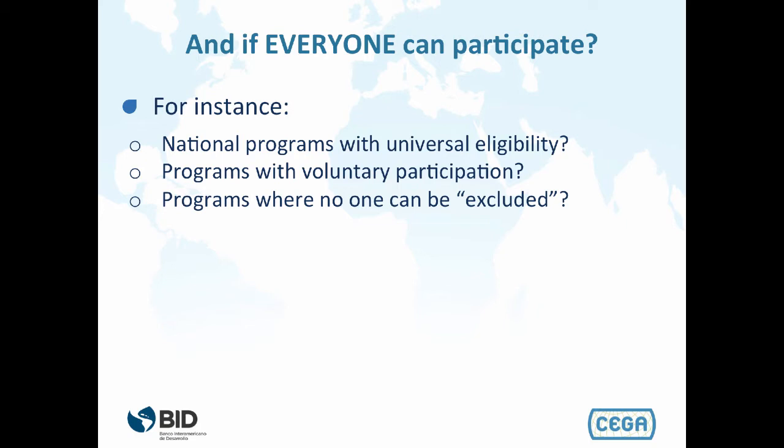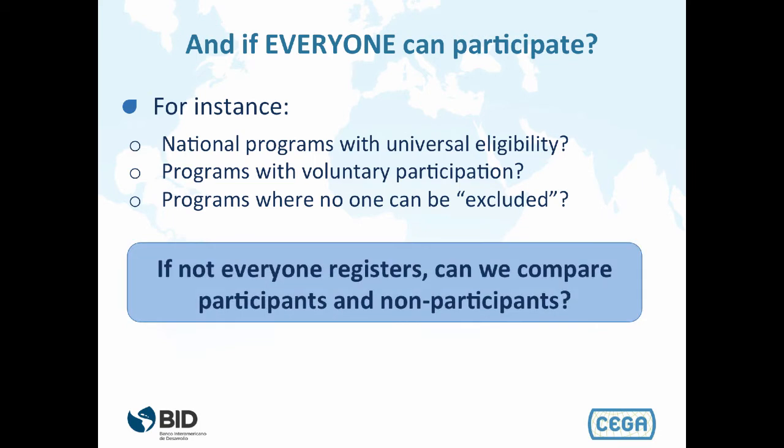We have programs with voluntary participation. We offer you the opportunity to participate in a job training program, but we can't compel you. And then there are programs where no one can be excluded. All of these create situations where an assignment to treatment doesn't mean that you actually always take up the program. An assignment to control or comparison can't exclude you or prevent you from taking up the program. So if not everybody registers, and some controls do, can we compare participants to non-participants? In this lecture, we're going to talk about methods for doing so.